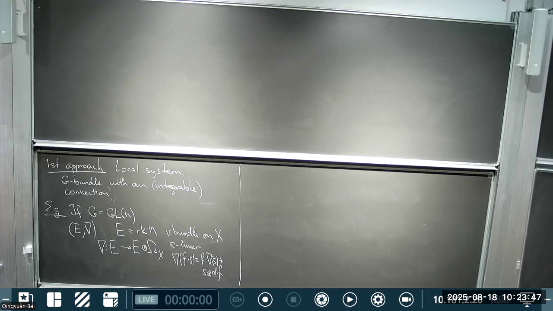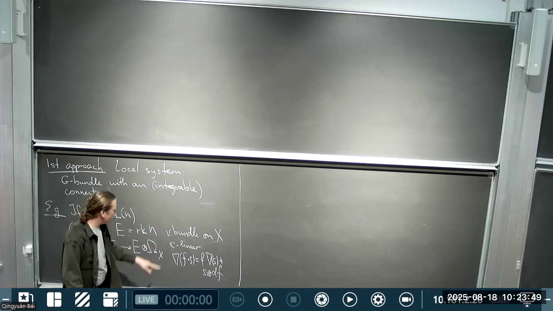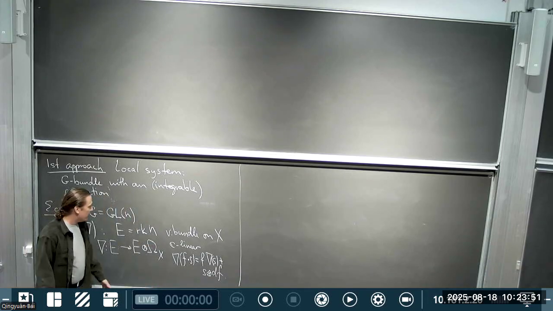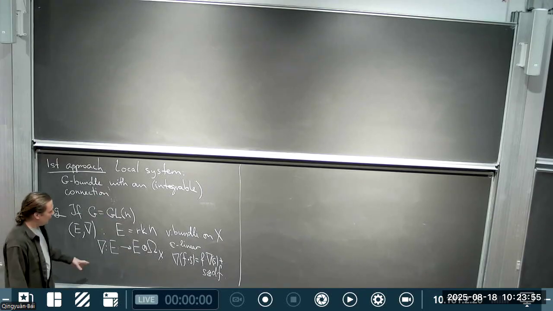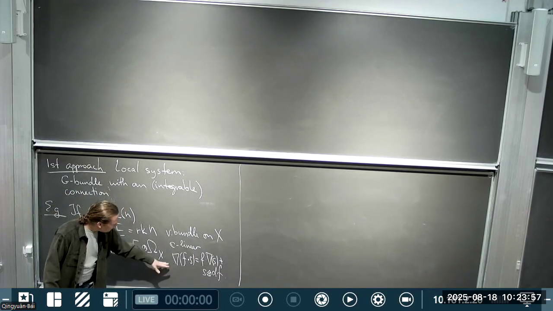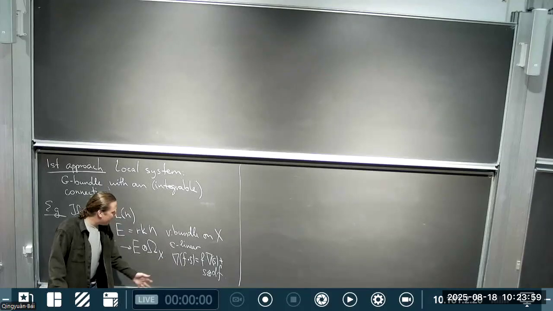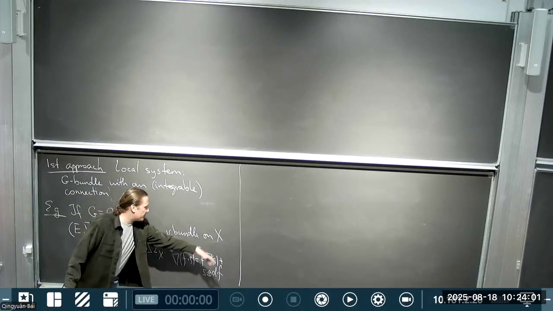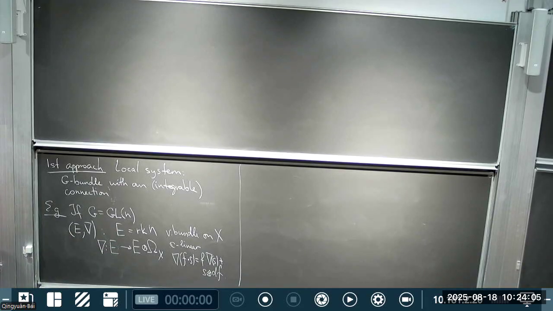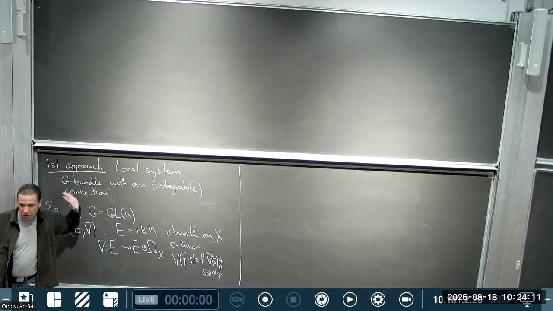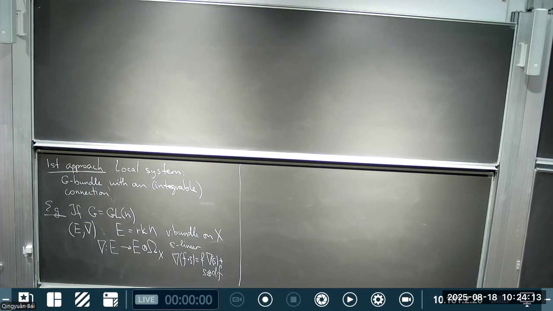I put integrable in parentheses because technically you have to add an extra condition about how nabla acts in different directions, but because X is one-dimensional, this is automatic in this case. So for example, for GL_n, the definition works as written on the board.